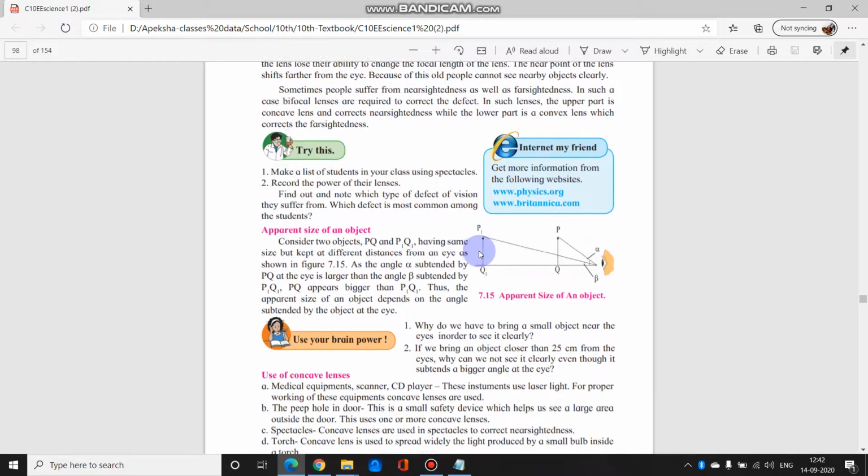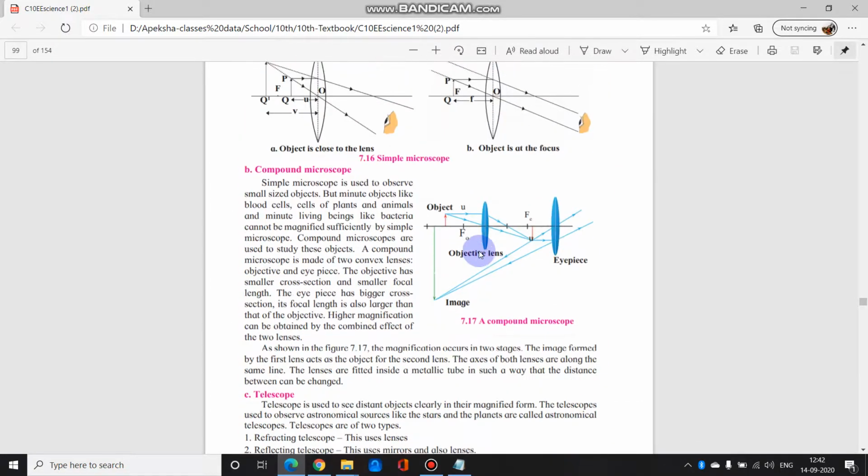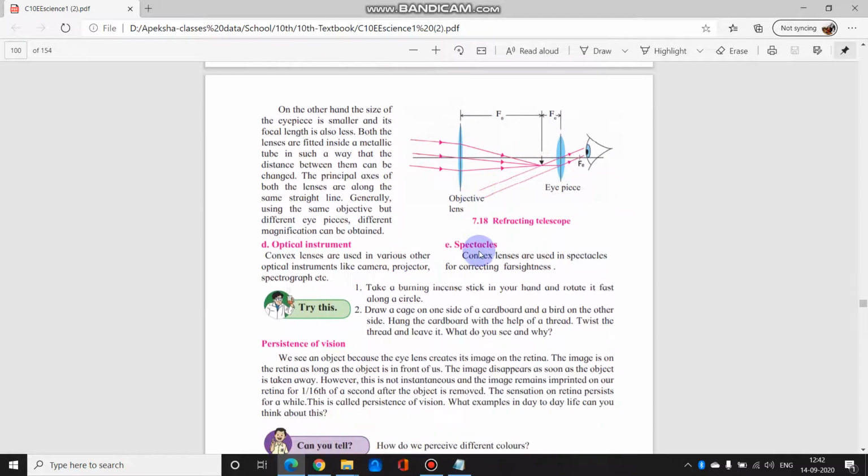And lastly, you will go through the uses of concave lens and convex lens. ये आप खुद read करोगे और खुद से उसका notes बनाओगे, and when I ask you will explain me. So that's it for today. These two videos and one recorded video I am sending you. Please go through that and make sure you do the homework in time.